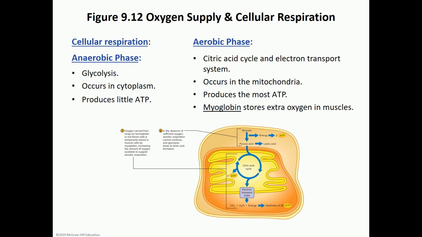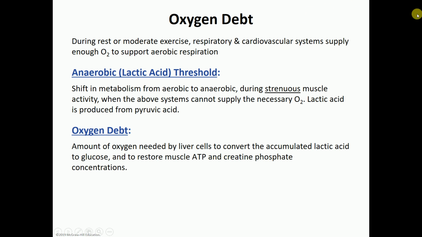In order to do so, the liver needs a lot of oxygen, and that oxygen needed is known as the oxygen debt. Okay, so the oxygen debt is the amount of oxygen needed by the liver cells to change that lactic acid that accumulated, due to the fermentation, back into glucose.